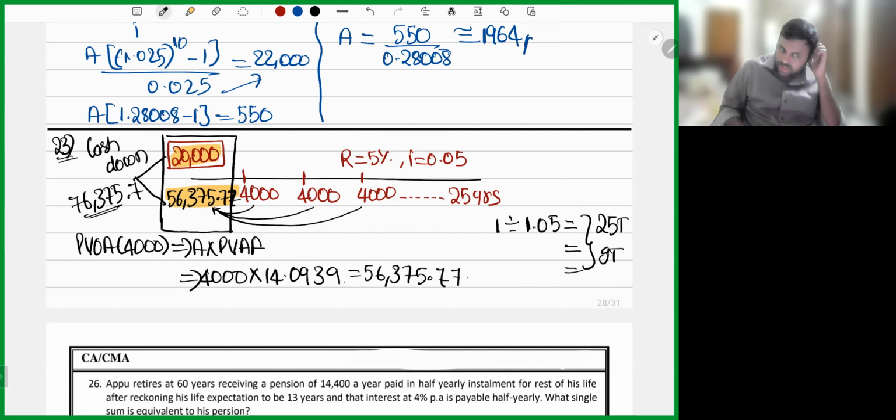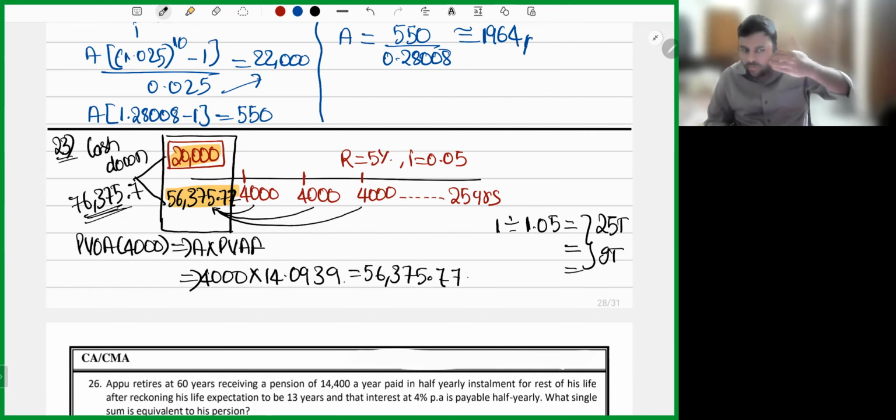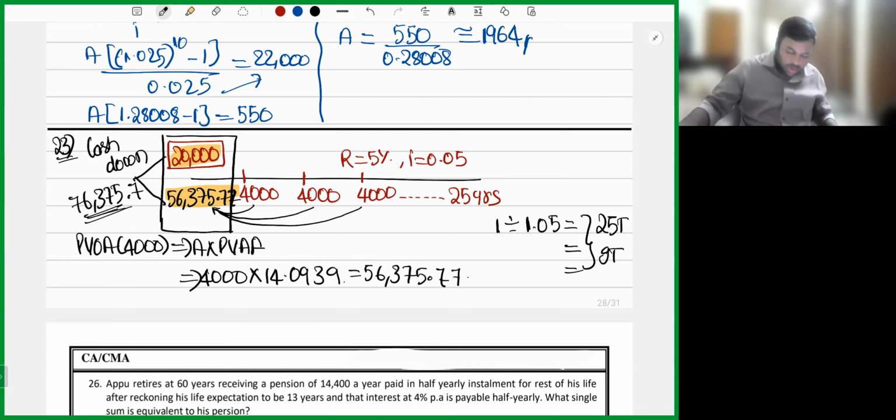0.77 or 74 or 73, anything is fine. So what does cash down refer to? Cash down refers to the present value of all future installments, plus any special amount you are paying now, together. You call it the cash down price. If I pay cash and take the asset, what would be the price? That's called the cash down price. I hope it's simple, my dear friends. Now let's proceed to the next one.